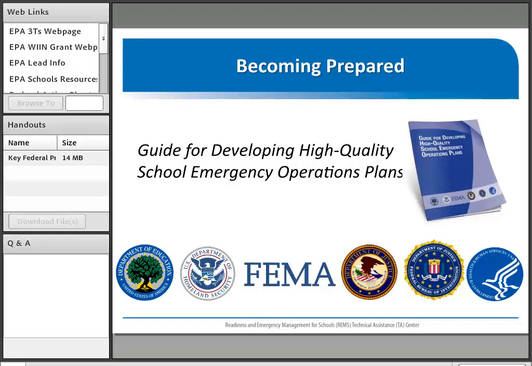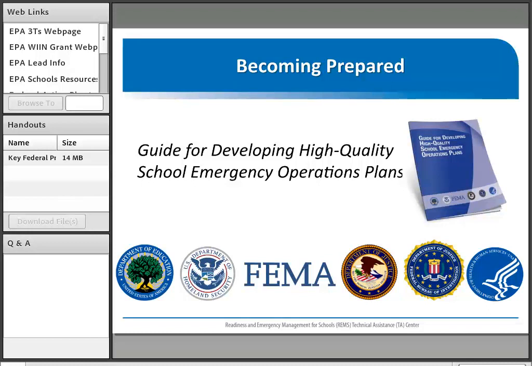And as always, we want to consider all of those five preparedness missions throughout that planning process. That means we want to be considering prevention, mitigation, protection, response, and recovery before, during, and after. And remembering all the time that the role of these plans is to keep, maintain, and nurture safe schools.